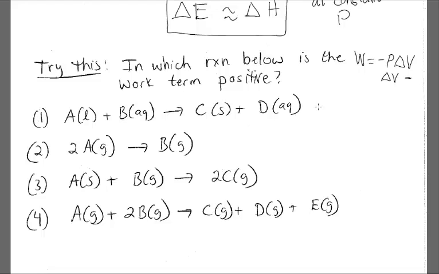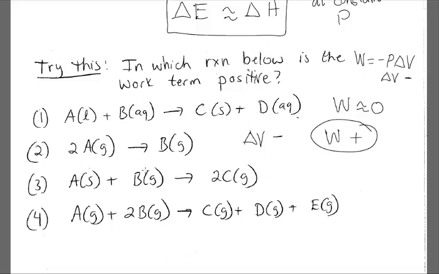Alright, so first let's see which ones even have a significant work term at all. The first reaction has liquids, aqueous, solid, aqueous. The work term is essentially 0. The second one has gases, the third one has gases. This one has 2 moles going to 1 mole. Okay, so that's a decrease in the moles of gas, so that would be a delta V that is negative. And that's exactly what we're looking for. So this is the one where the work term will be positive.